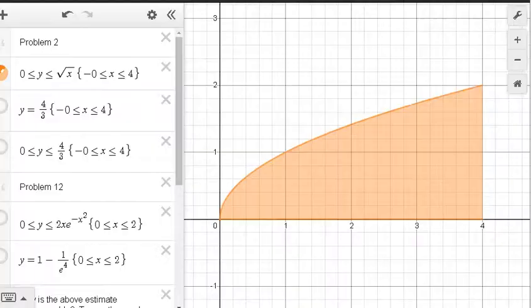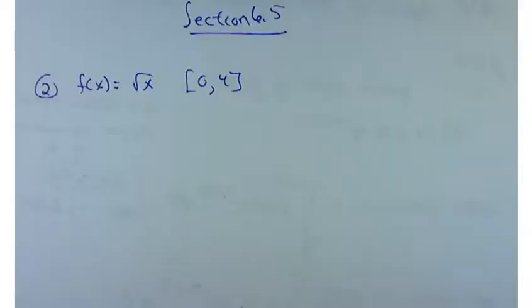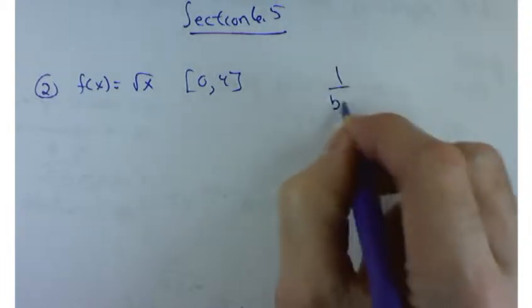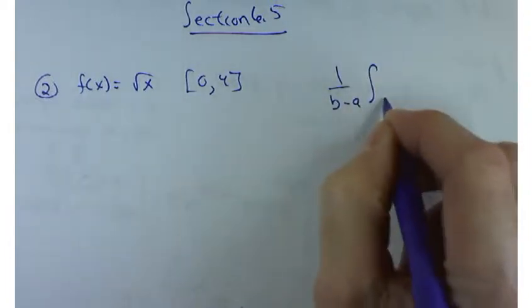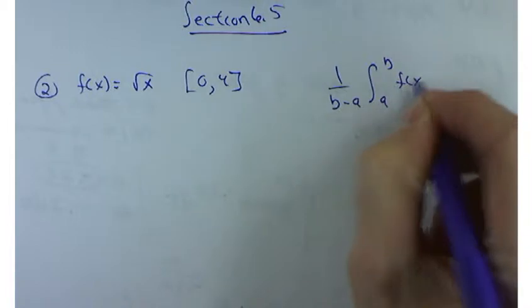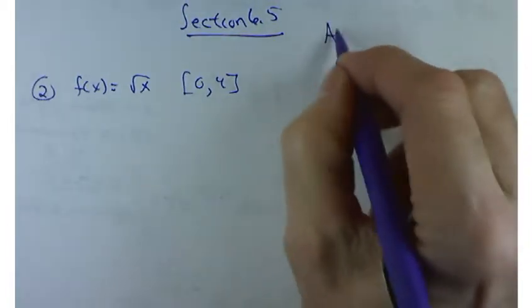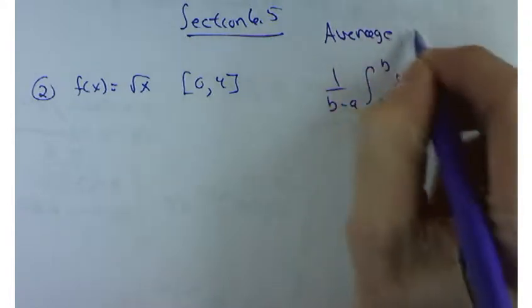So what's that going to look like for us here? So overall, the average value is going to be 1 over b minus a times the integral from a to b of f of x dx. And that's going to be our average value.